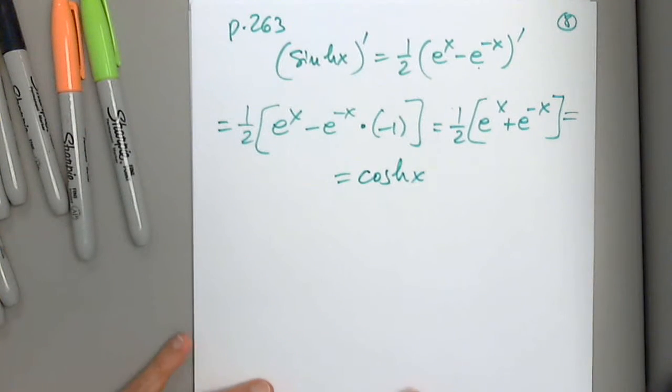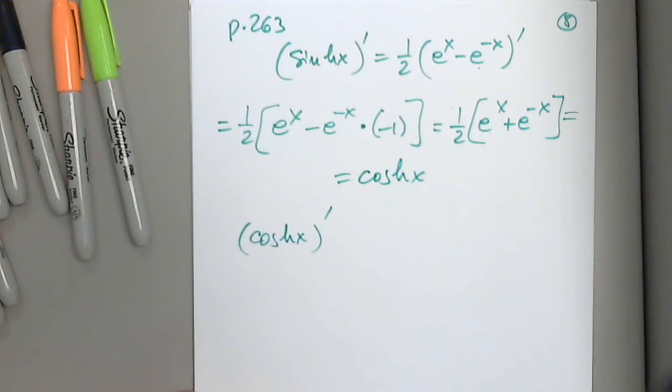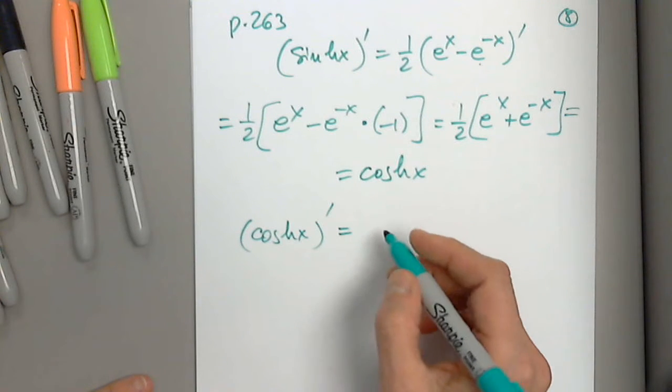Exactly, pretty much what you expected. Although, remember, they're not trig functions. However, hyperbolic cosine prime, although it's not a trig function, you would have expected it to be, it's positive.